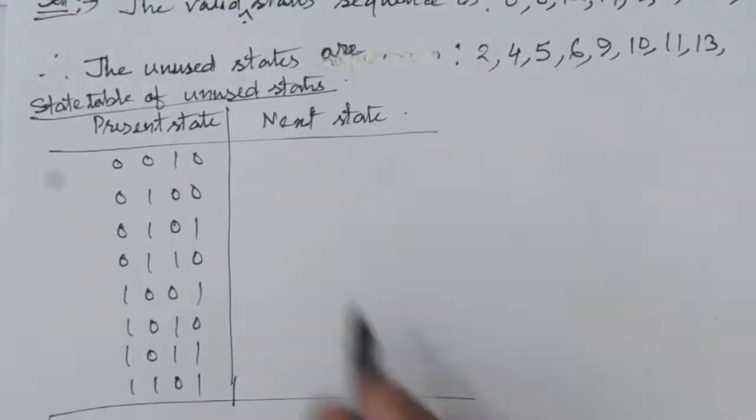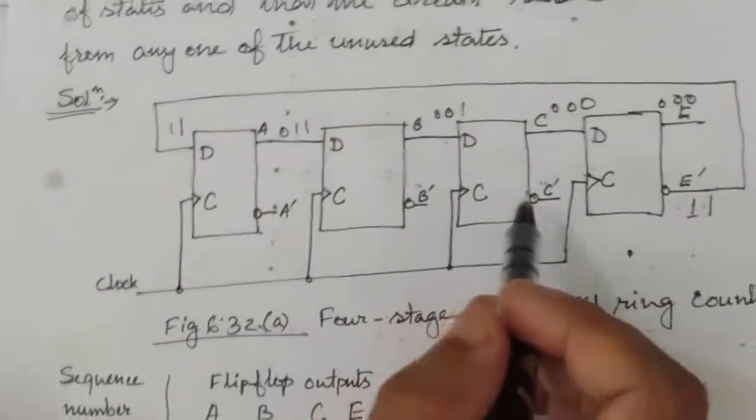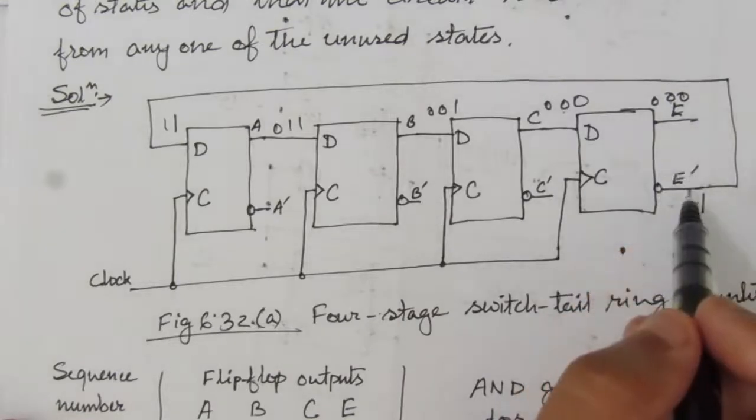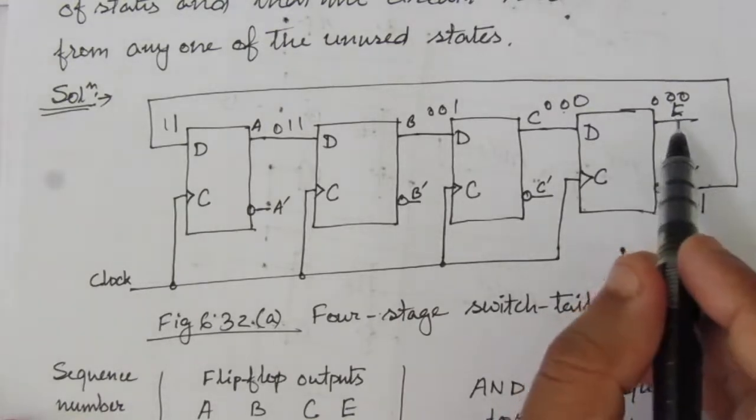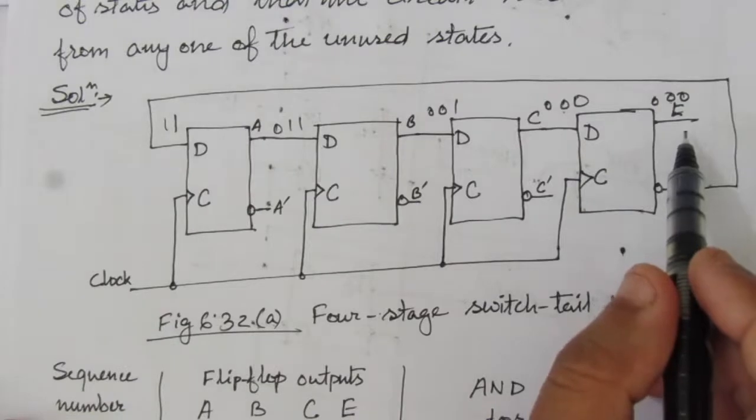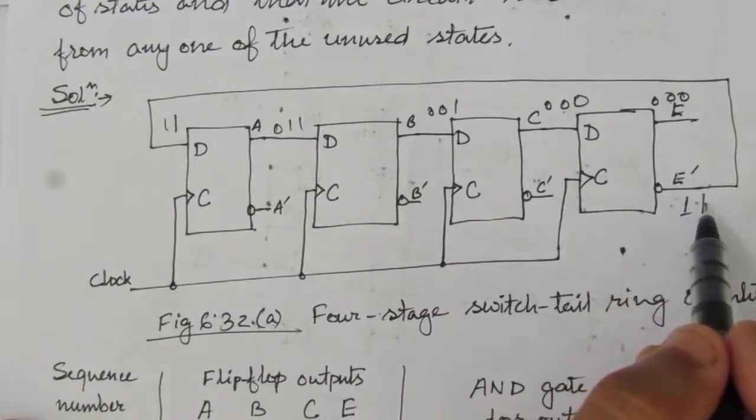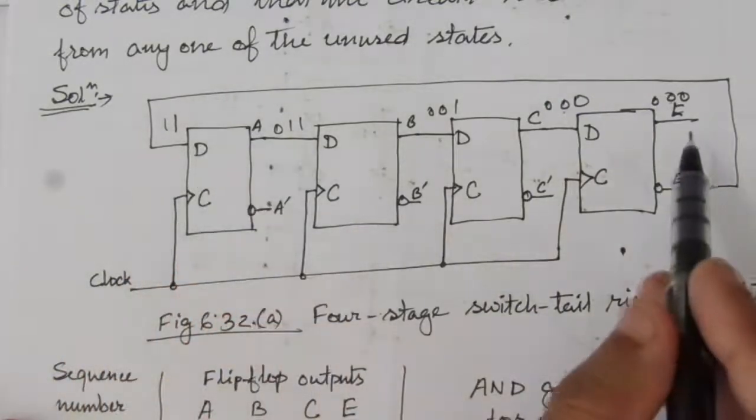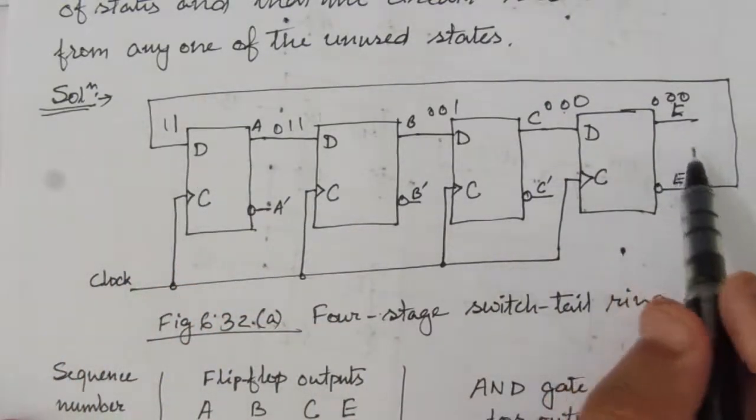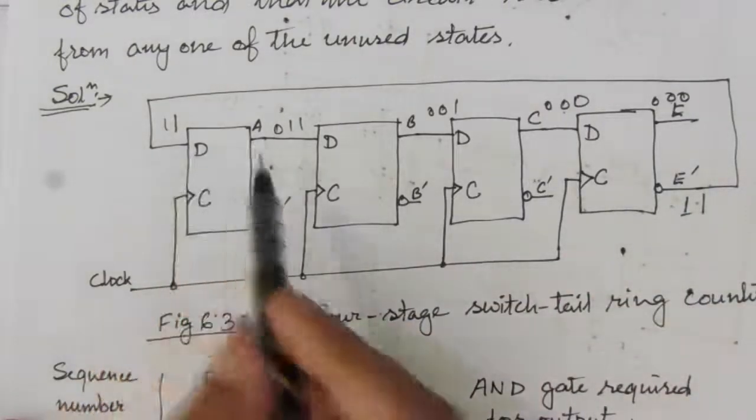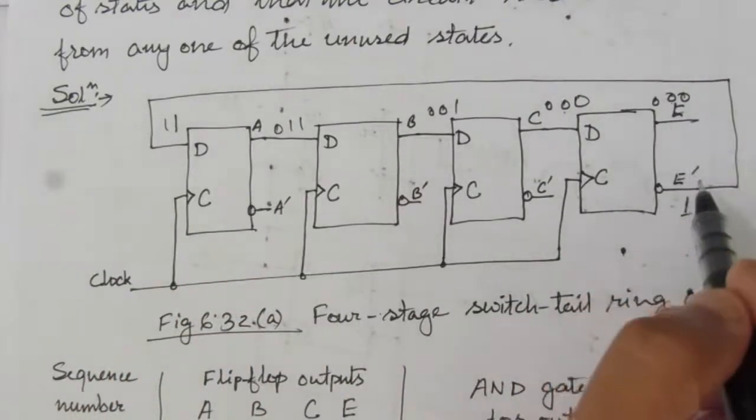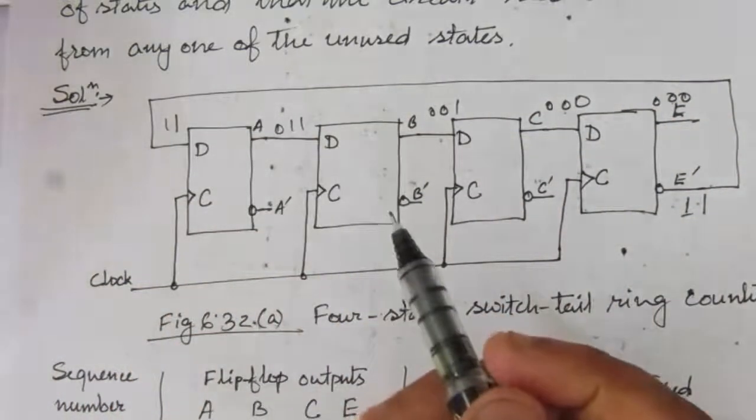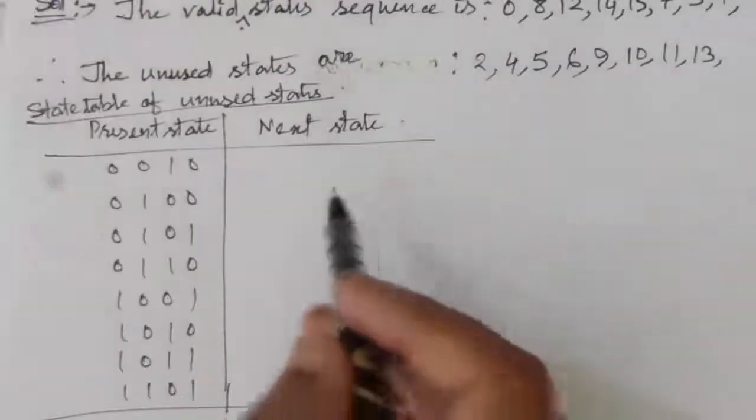Okay, now we will find out the next state. So we have to use this circuit for finding out the next state. Whenever we have E equal to 0, E complement is 1. That means whenever the least significant bit is 0, the complemented output is 1 and it will be fed back to this D input. So when previously E is 0, in the next state the value of A will be 1. When E is 1, this E bar will be 0, and that 0 is again fed back here, so the value of A will be 0. So using this circuit, we'll find out the next state.